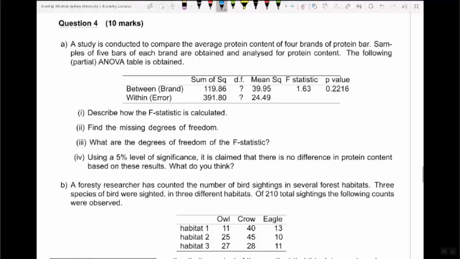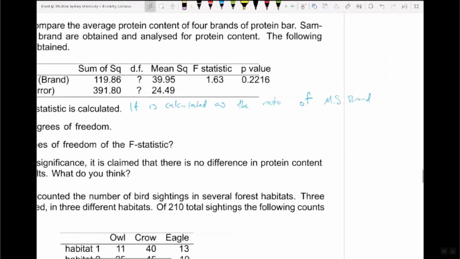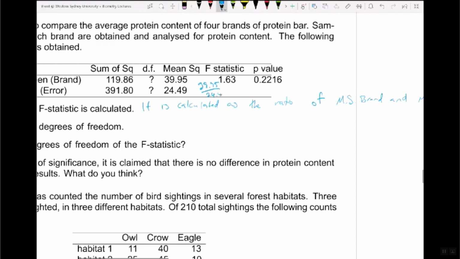Okay. The next one is asking us to find the missing values in the table. There are some missing degrees of freedom values in there with question marks over them. We need to find what those are. So I'll start with the brand. The brand is the treatments or the different populations. How many brands did I have? 4 brands. So these are my treatments, as we've been calling them for a while now, or populations. When we first started ANOVA, we called them populations. Same thing.